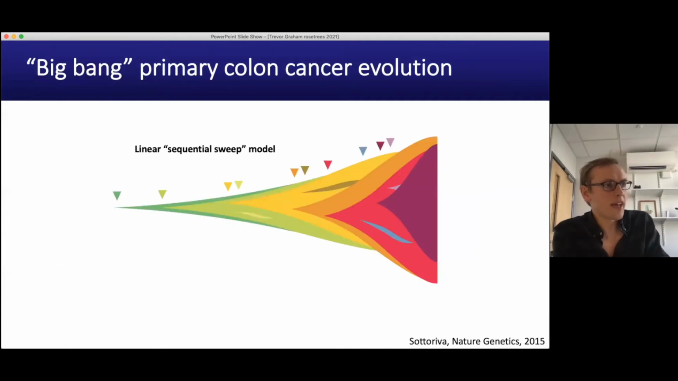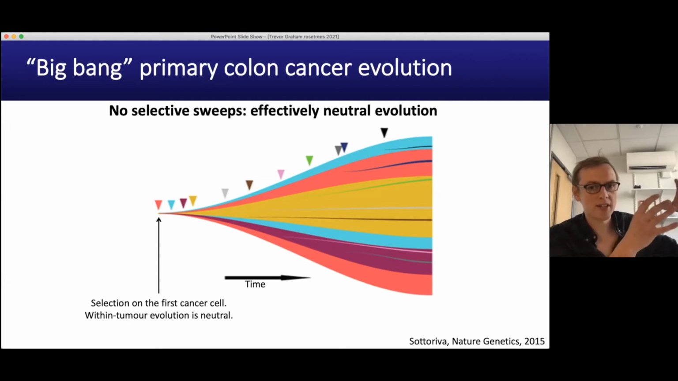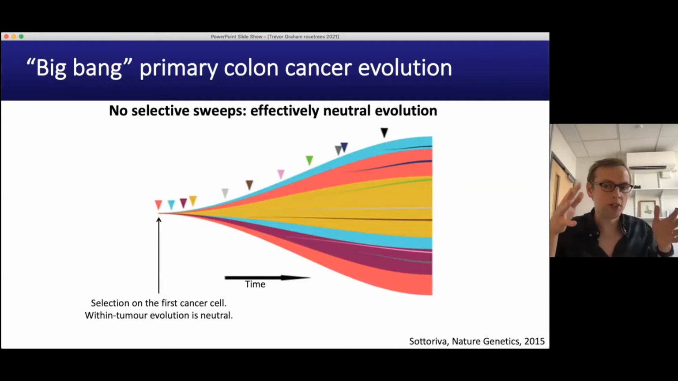So putting that all together then, what does that give us? So we started with this idea of sequential selective sweeps, new driver alterations showing up and driving expansions and that underlying progression. But when we actually look in the data, that's not what we see. And instead we see this situation where it looks like the important genetic action is there at the start. So we have all of our SNVs, we have lots of copy number alterations, and then within that growing tumor, all the evolution looks neutral.